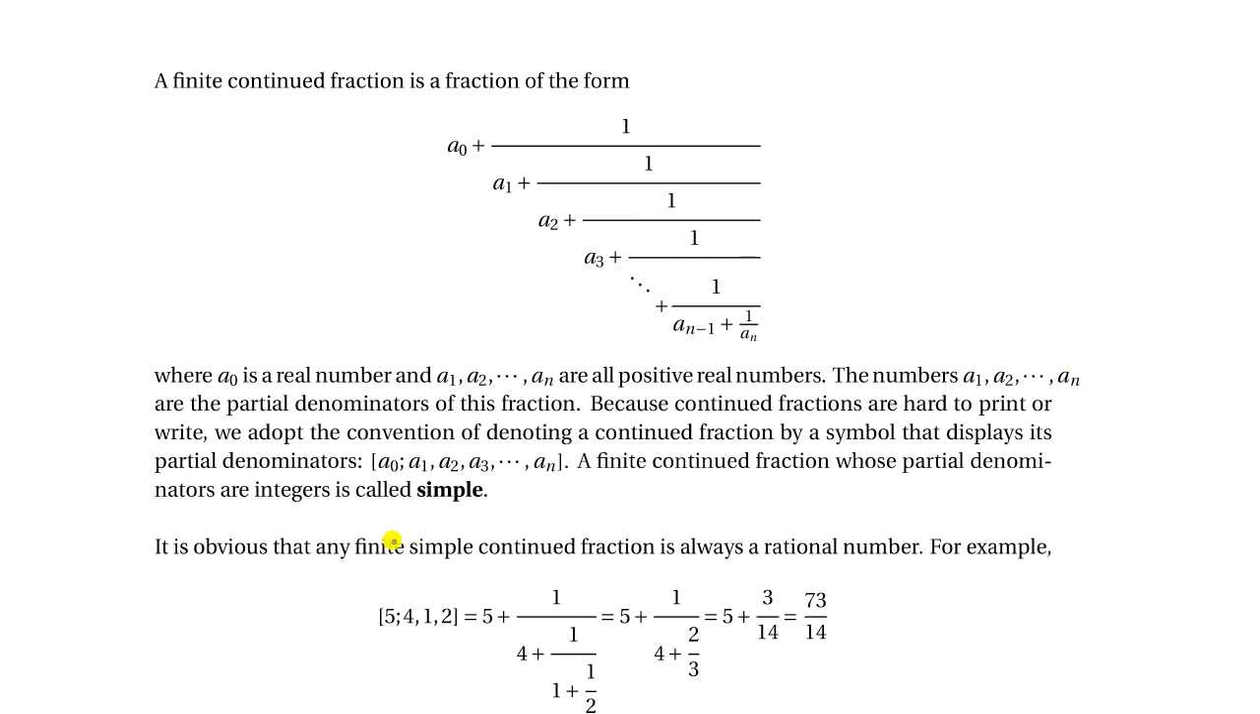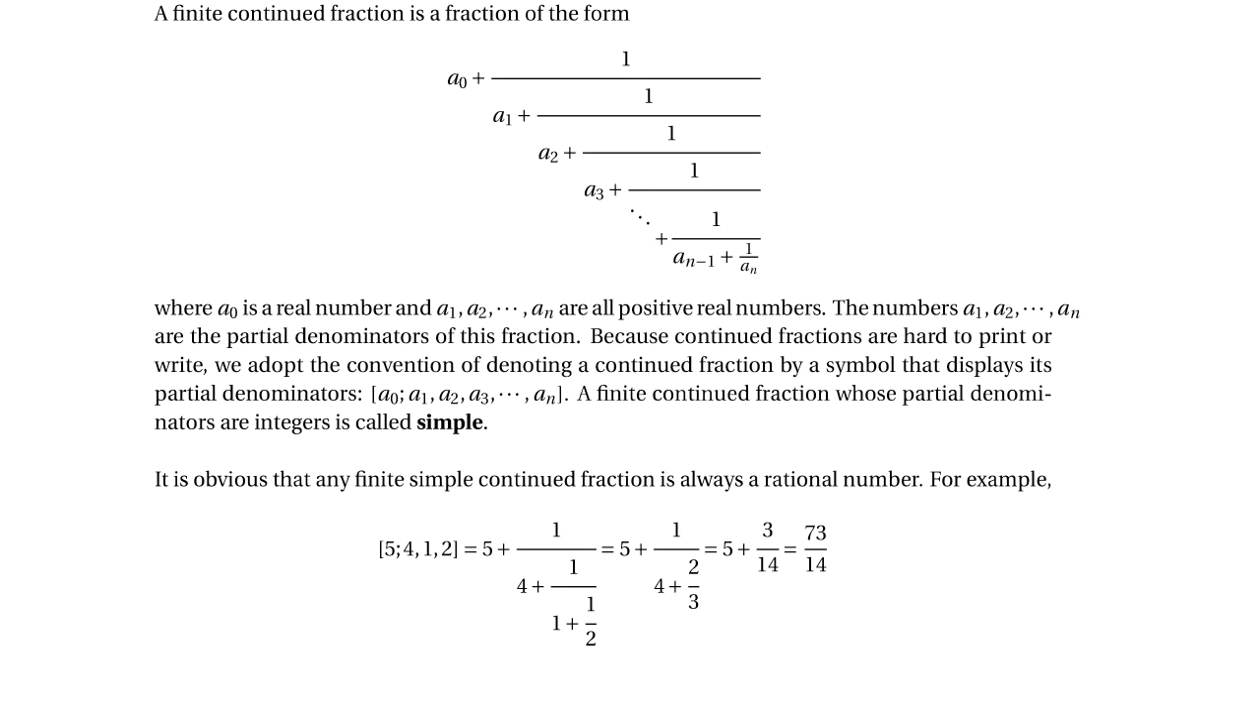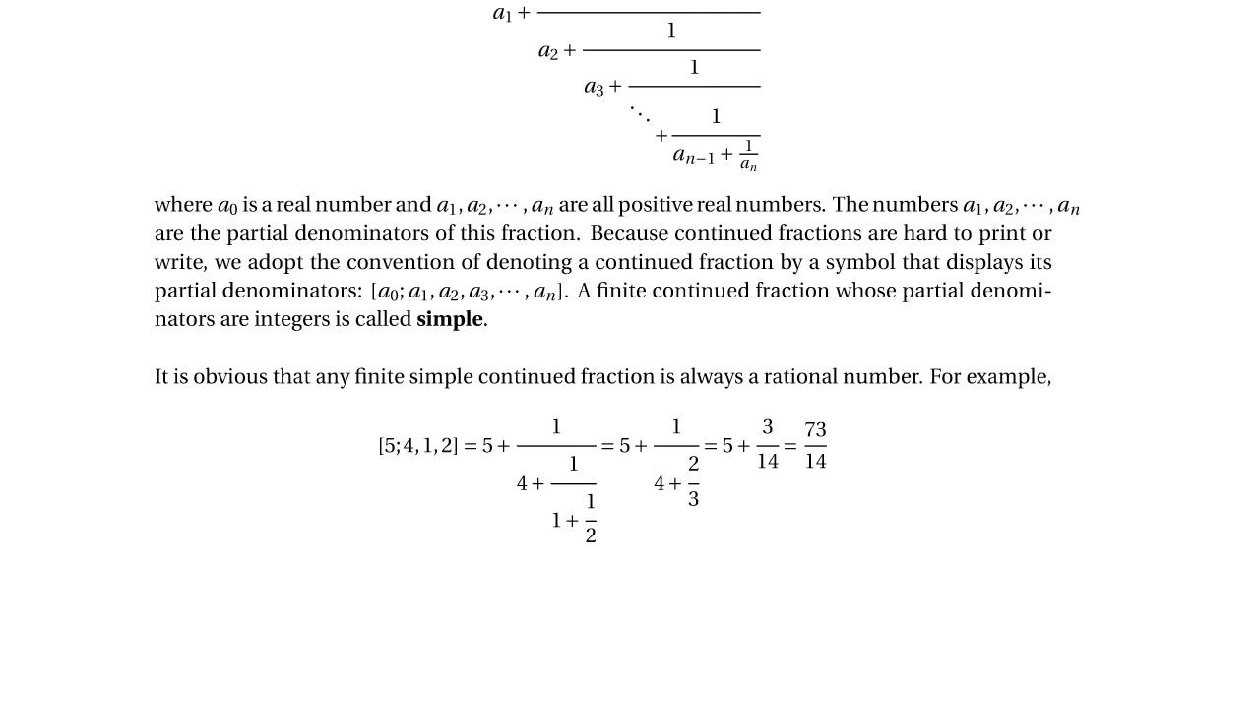We say it's simple because the numerator is just 1, and the partial denominators are just integers. So all these a0, a1, a2 are integers. Any finite simple continued fraction is a rational number, because if it's finite, then it must end, and you can calculate back to get a rational number eventually.